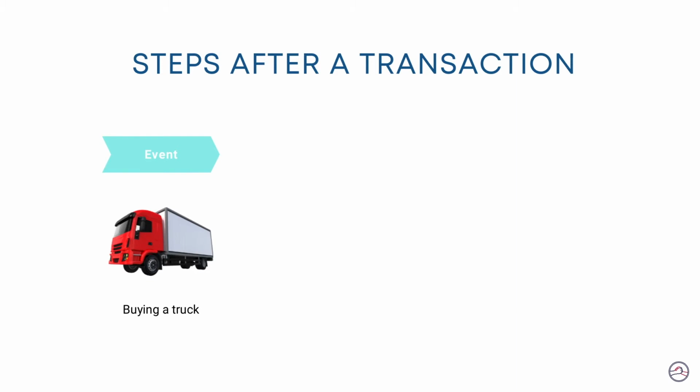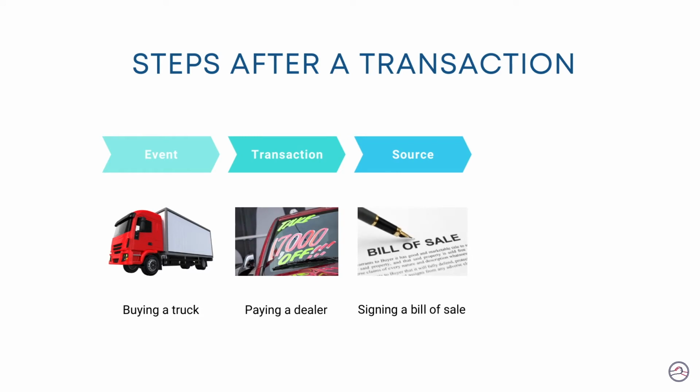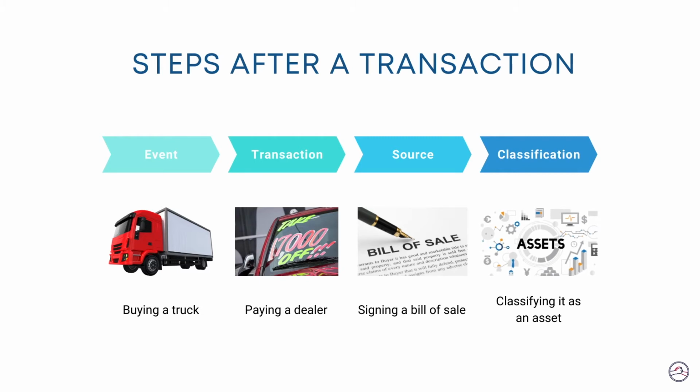We start with an event. An organization made a decision to buy a truck. It becomes a transaction when a payment is made to the dealership. The source document that codifies this transaction is a signed bill of sale. Once the sale and paperwork is complete, the transaction is classified as an asset in the organization's books.